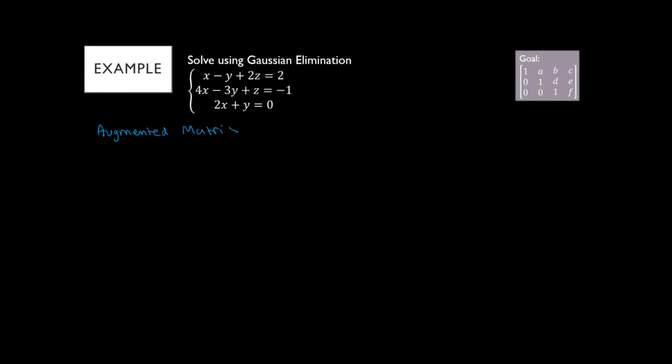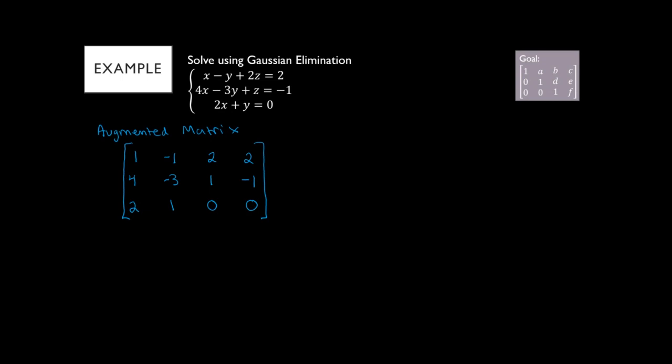So my first row, I have 1, -1, 2, 2. Second row, we've got 4, -3, 1, -1. Now the third row, we don't have 3 variables, so you need to make sure you line it up correctly. So we have a 2 for the x, 1 for the y. We don't have a z, and then that's equal to 0. So this is what our augmented matrix looks like. You might want to double check, make sure there's no errors in signs, numbers, that sort of thing.